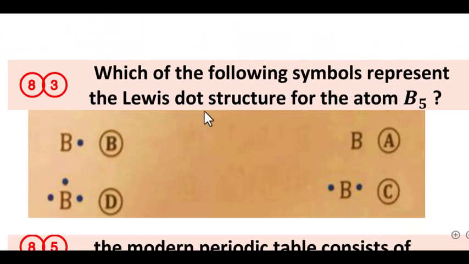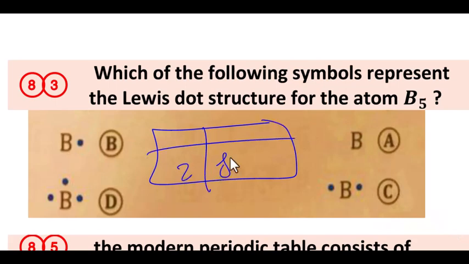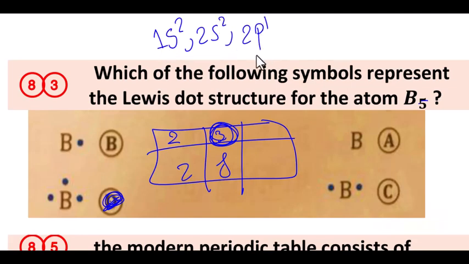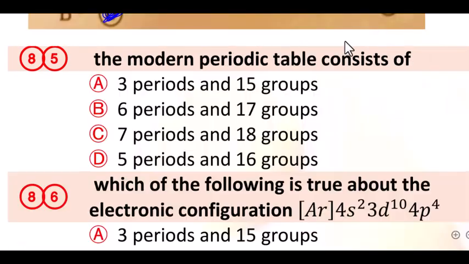Which of the following symbols represents the Lewis dot structure for boron? We make our table: here 2, here 8, here 5, so put 2. 5 minus 2 is 3, so the valence electron is 3. Which one has 3 dots? Number B. Or make the electron configuration 1s2, 2s2, 2p1. The last principal level is 2. The number of electrons here, 2 plus 1, is 3. The number of electrons in the outer shell is 3, so for boron we make 3 dots.